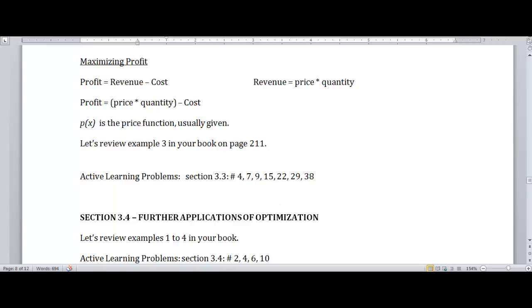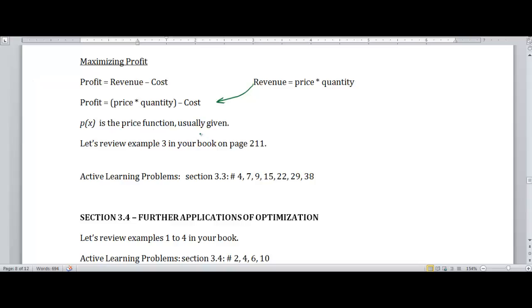Revenue is the money that comes in, cost is the money that goes out. Well, how do you find revenue? Revenue is the price times the quantity, right? How many items are you selling and at what price are you selling them at? So when you take this and plug it into this function, you get profit equals price times quantity minus cost.